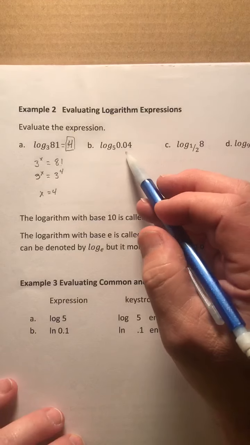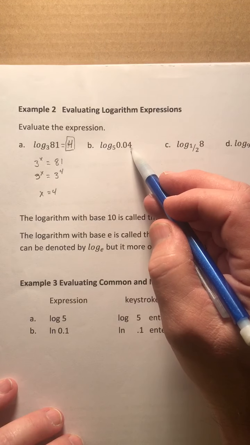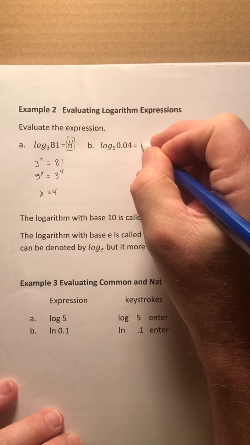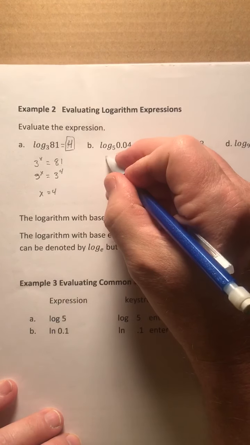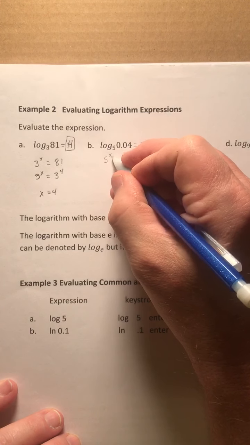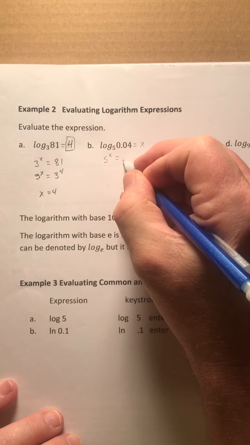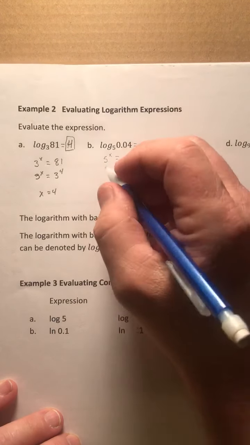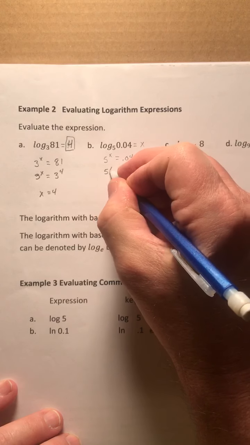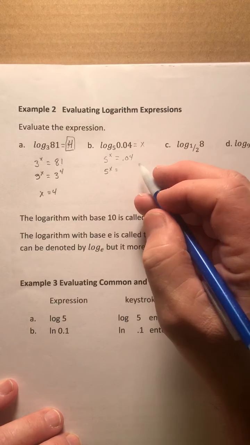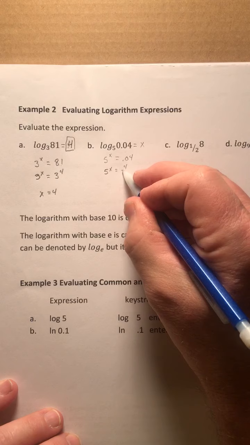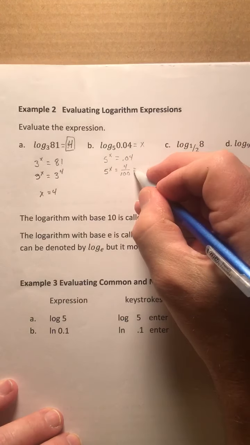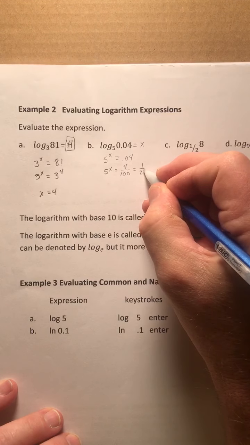All right, the next one, log base 5 of 0.04. Okay, so again, we'll make this equals x. All right, and rewrite it. So I got 5 to the x power equals 0.04. All right. Well, I can't do anything with 5 to the x power, so we'll just keep that. This is 4/100ths, which is the same as 4 over 100, which if we reduce it, we get 1 over 25.